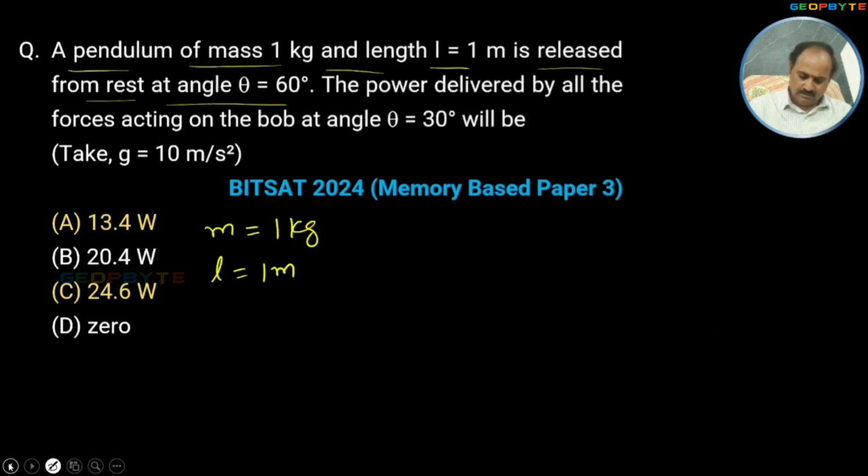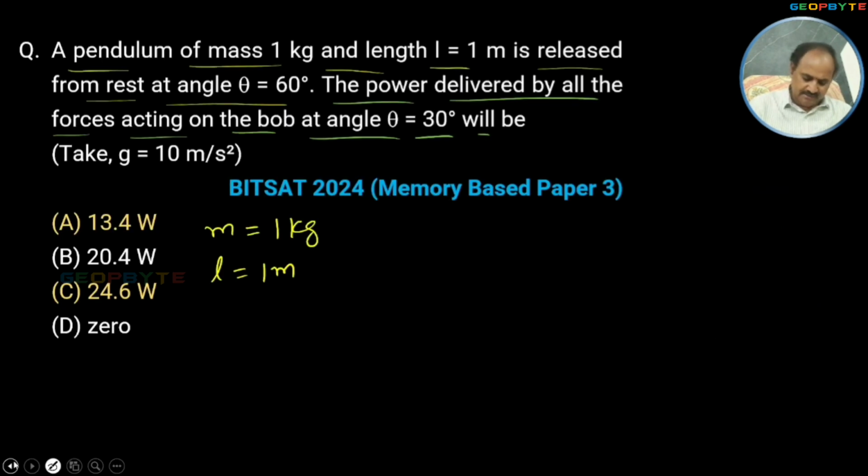Then the power delivered by all the forces acting on the bob at an angle of 30 degrees, by the time it is released. Actually, it is releasing from rest. This bob is trying to move like this. This may be the instantaneous position of the bob. For that instantaneous position, the angle made with respect to the vertical is 30 degrees.